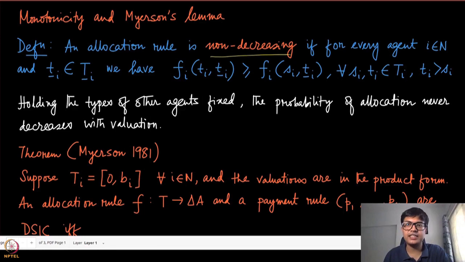If for every agent i and for every t_{-i}, the type profile of the other agents, we have the following condition satisfied: whenever t_i is strictly greater than s_i, the corresponding allocation is non-decreasing. It is saying that if an agent had a type of s_i, and it increases its type to t_i, the probability with which it was getting that object can just weakly increase. That is the meaning of a non-decreasing allocation rule. All allocation rules that satisfy this property are called non-decreasing or monotone allocation rules.